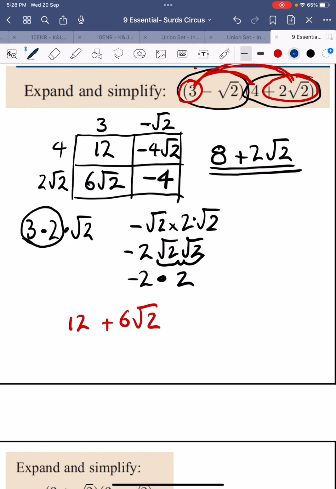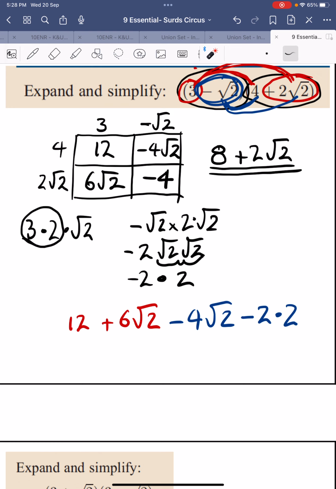Then we take the second term, negative root 2, and we times it by the first thing. So that's negative root 2 times 4 is negative 4 root 2. And then we take the negative root 2, and we times it by the 2 root 2. And then we find that negative times positive is a negative, and that's negative 2 times 2. And you can see we've got the same answers as before.